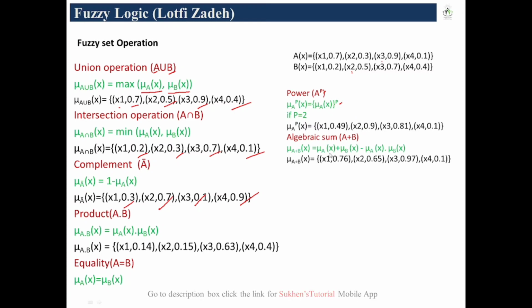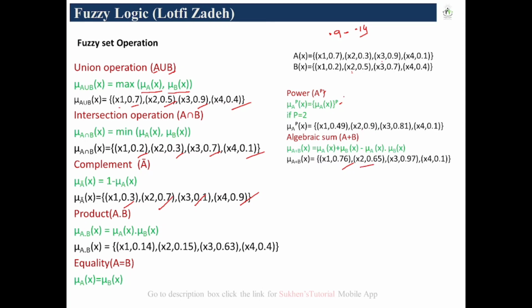The result is mu of Ax plus mu of Bx. For x1, that means 0.7 plus 0.2, which is 0.9, minus mu of Ax into mu of Bx, that means 0.7 into 0.2, which is 0.14. So what is the result? 0.76.